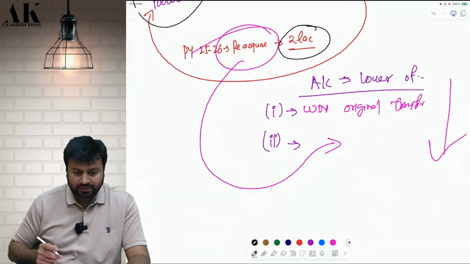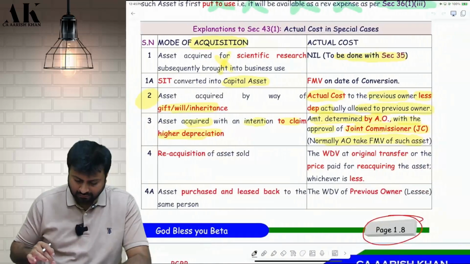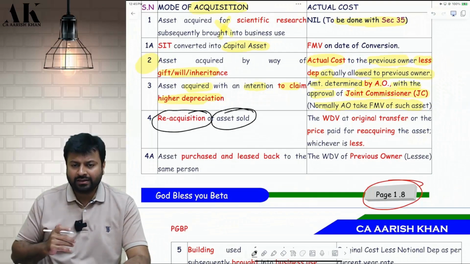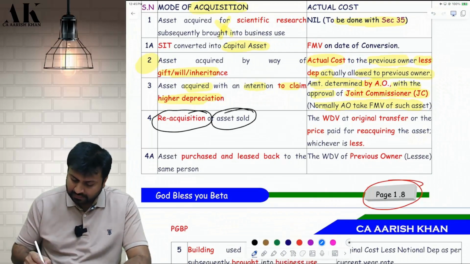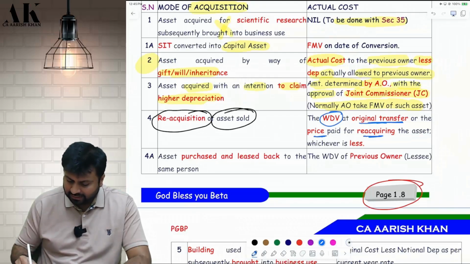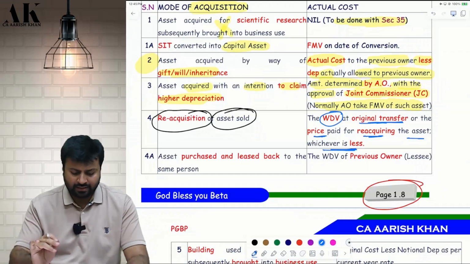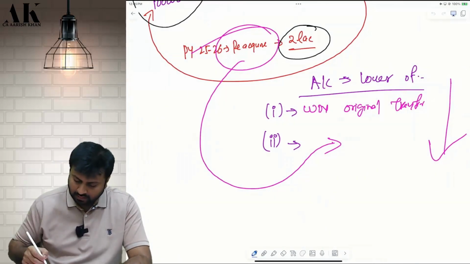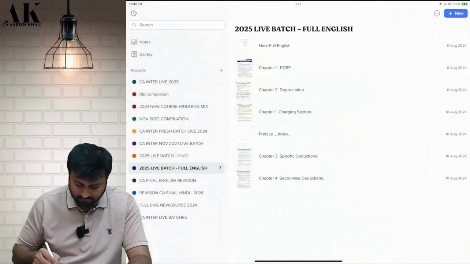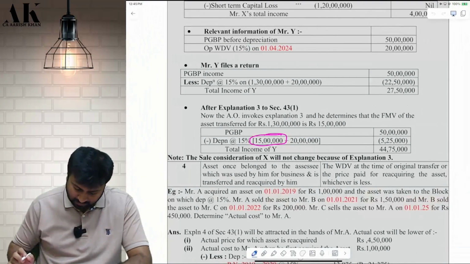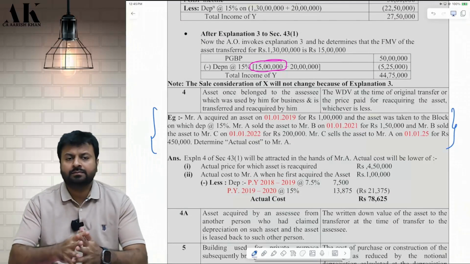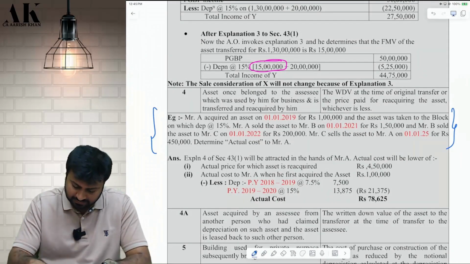So this is what explanation 4 is all about. What is the explanation for? Reacquisition of assets sold. You are reacquiring. The synopsis of this section is this: the WDV at the time of original transfer, or the price paid for reacquiring the asset, whichever is less. Is it clear? Please tell me. So there is again one illustration over here on explanation 4. Get me the answer of this, please.